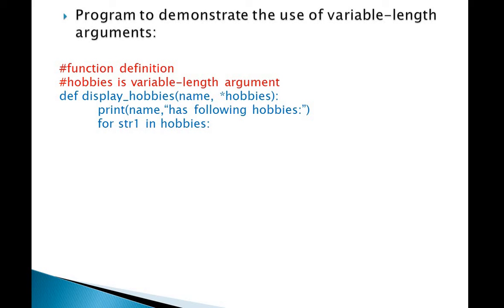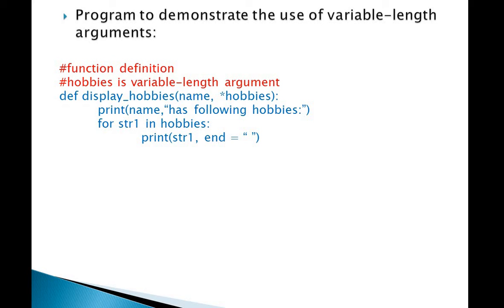Here is the program that demonstrates the use of variable length arguments. This is the function display hobbies, which accepts two parameters. Out of them, name is, we can say, a required argument and hobbies is a variable length argument. Observe, the hobbies parameter is prefixed with a star, that is, an asterisk. So it signifies it is a variable length argument.